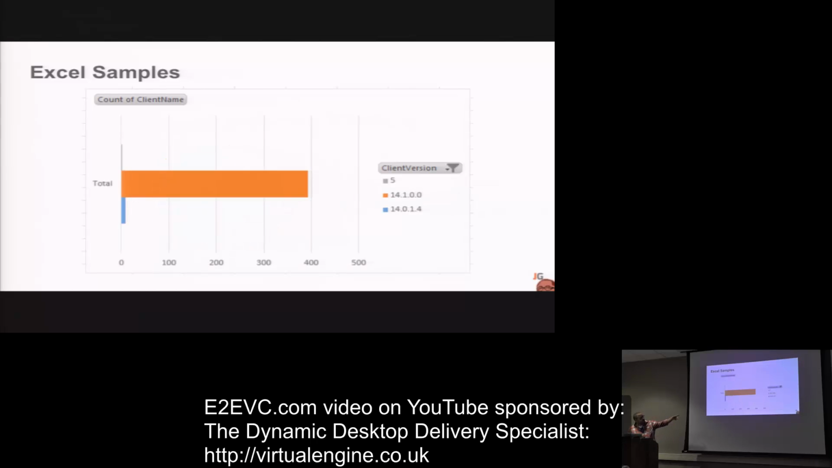Here's another Excel sample here, and this just shows the number of the client versions out there, and you'll see the 5 stands for the HTML5 client, and then you'll see the ones for the actual Receiver on the bottom, their actual version.